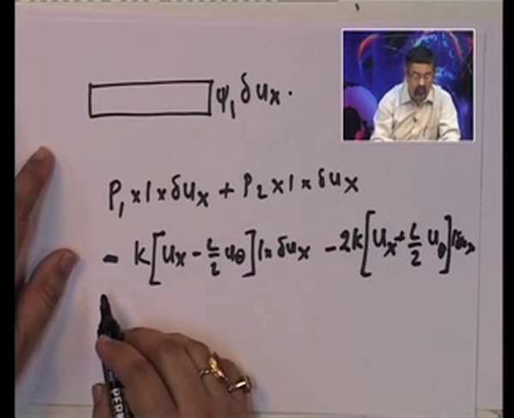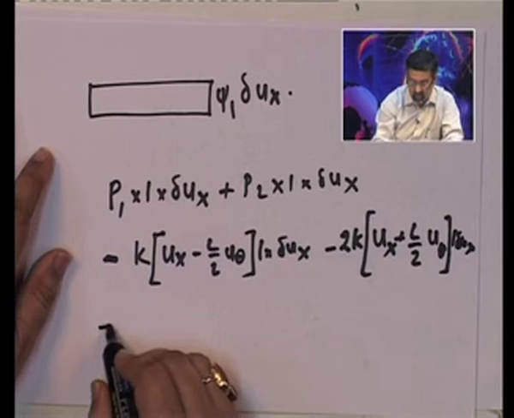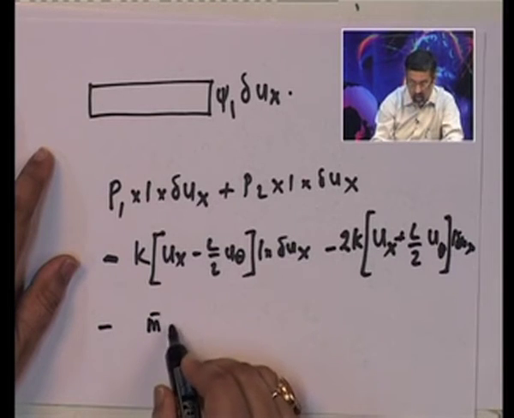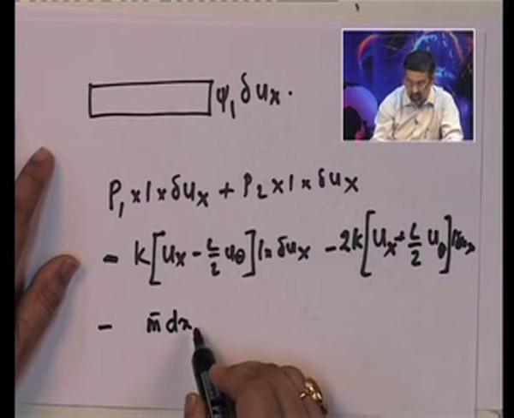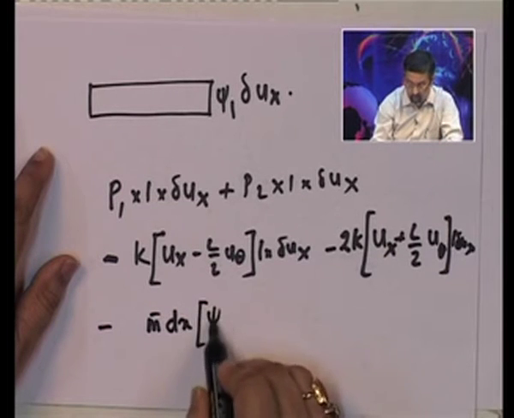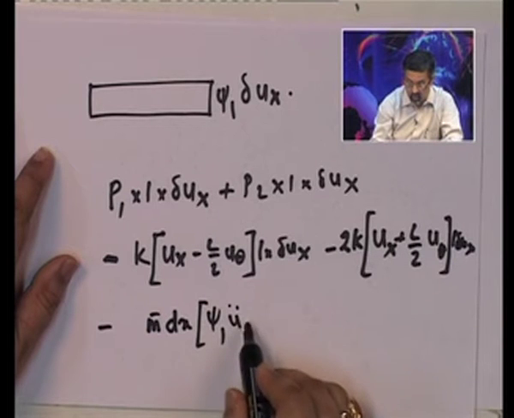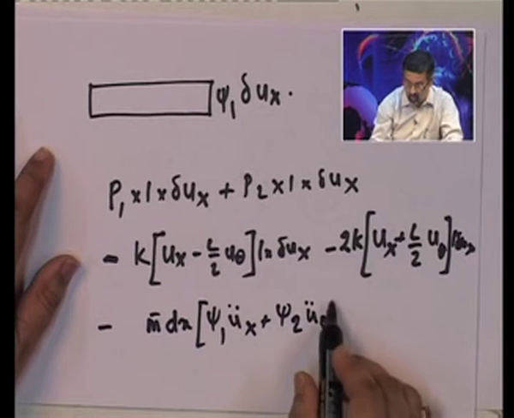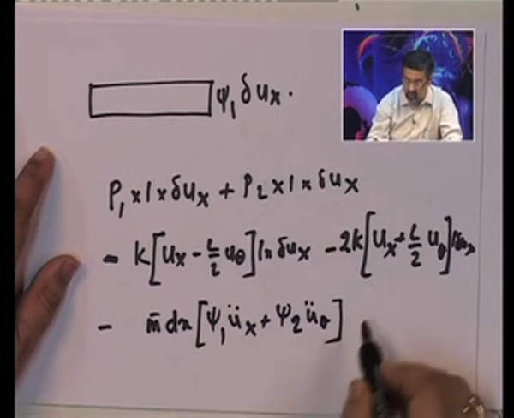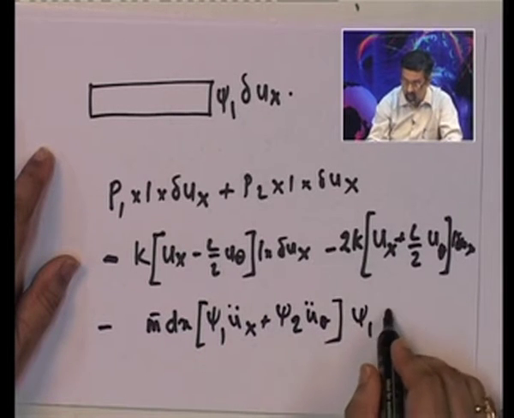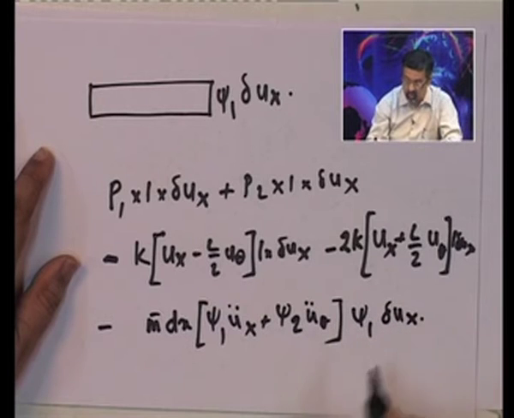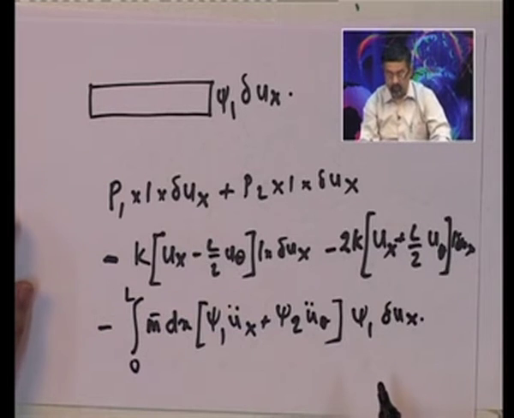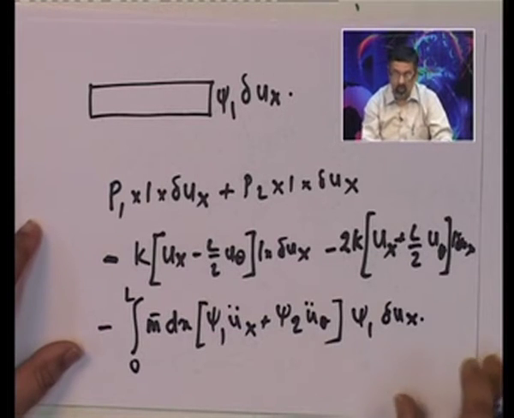Okay. Then I have the mass, and the mass is the following. It is m bar dx into xi 1 u double dot x plus xi 2 u double dot theta. This is the force into xi 1 into delta u x. This integrated over the whole length. So, what do we get then?